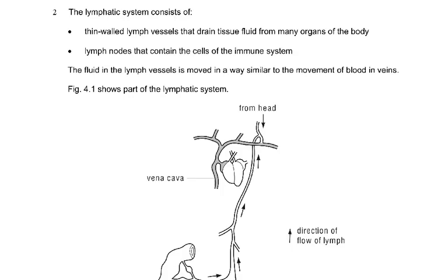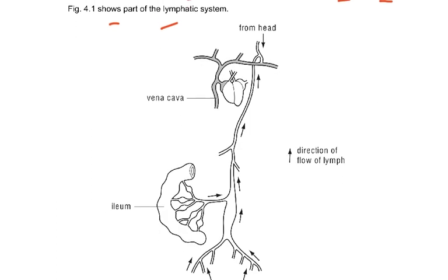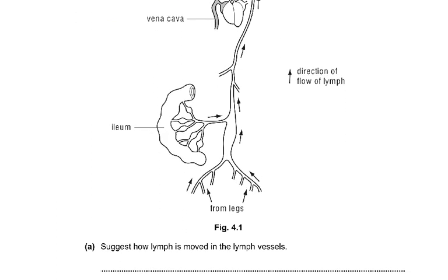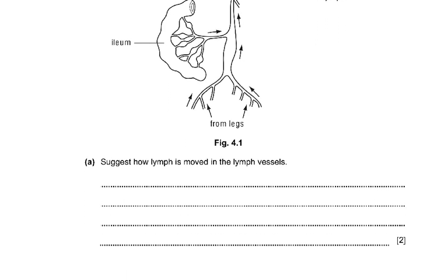Then coming to question number two, the lymphatic system consists of thin-walled lymph vessels that drain tissue fluid from many organs of the body. It's lymph nodes that contain the cells of the immune system. The fluid in the lymph vessels is moved in a way similar to the movement of blood in the veins. Figure 4.1 shows part of the lymphatic system from the head, vena cava, direction of flow, ileum, from the legs. Suggest how lymph is moved in the lymph vessels. 2 marks. Basically, it's by muscles. We just did it in a previous question.